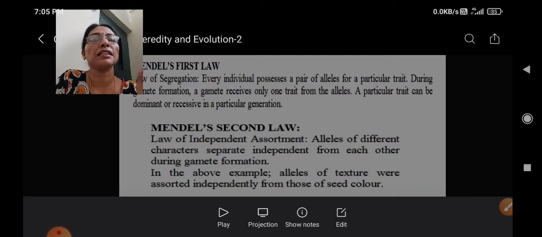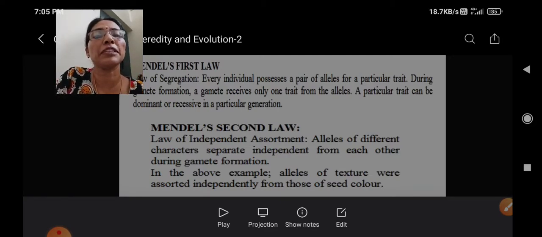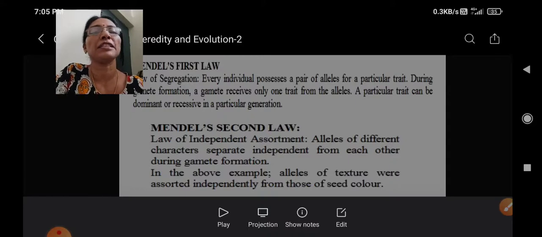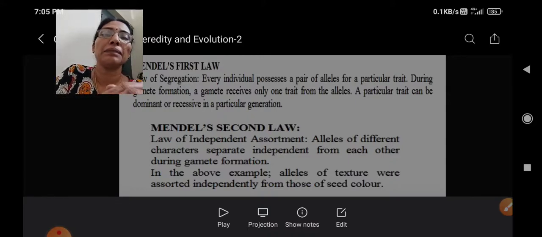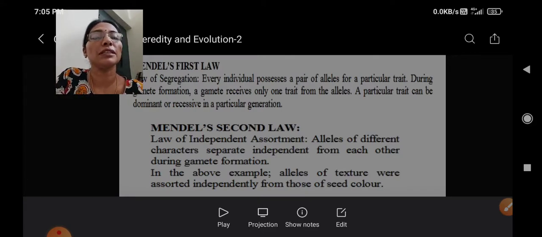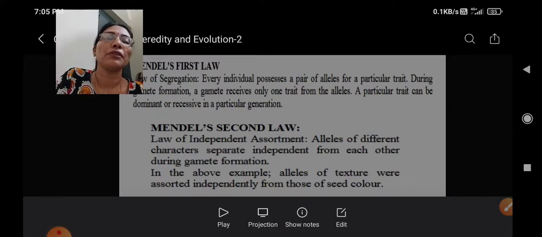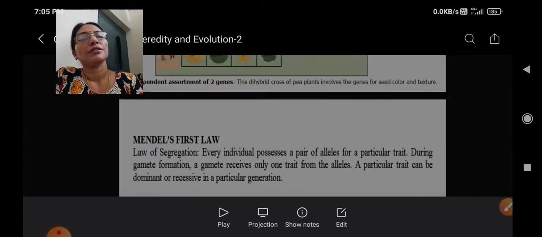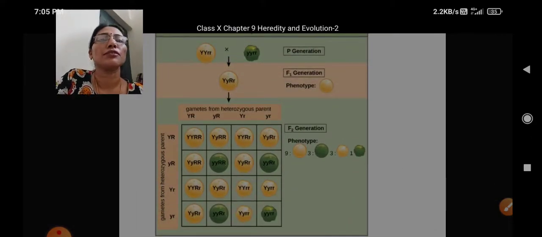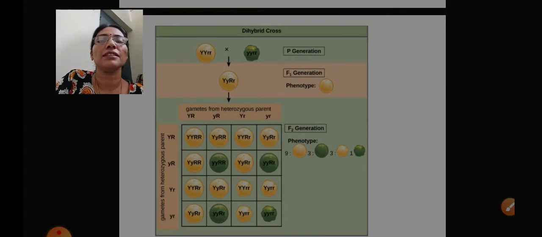Capital T and capital R separate independently and form the gamete, and at the time of fertilization they fuse together to form the particular texture or color. Okay, now you can cross two pairs of contrasting characters of pea plants in this way, which is called dihybrid cross.